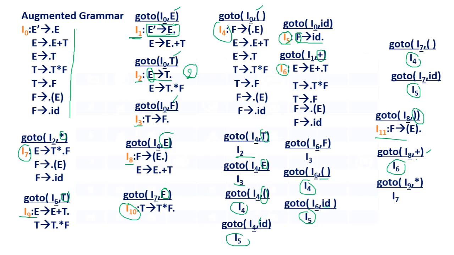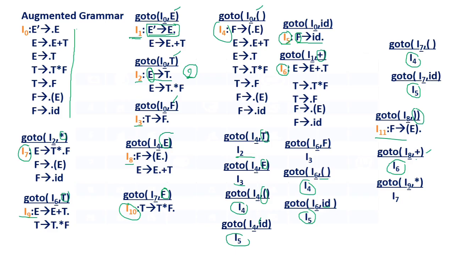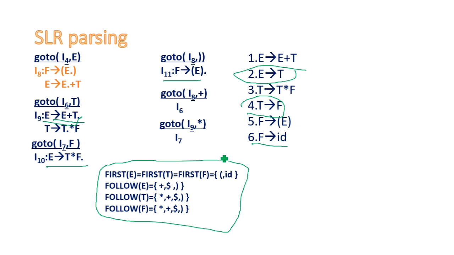And we go for item set 9. Item set 9 has only one goto here, which goes on star to I7. Since it's a terminal, I simply write it as S7. Item set 9 also has a production where the dot is at the end: E tends to E plus T. This is production number 1.